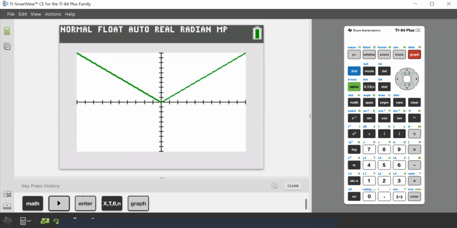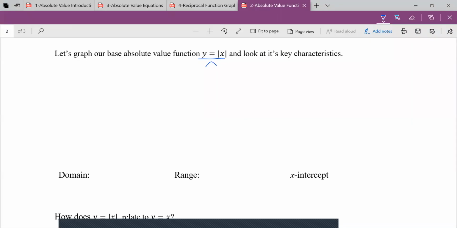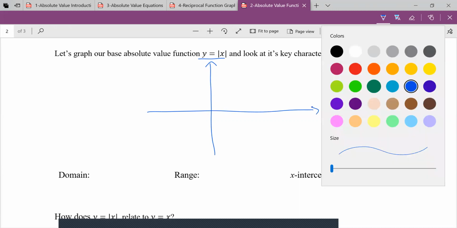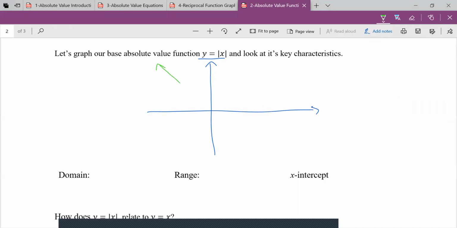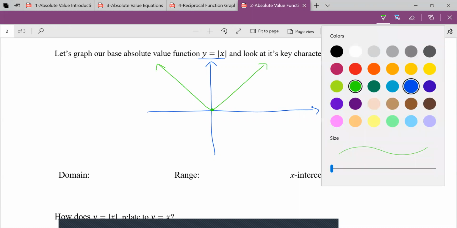I need you to know all the basics of this graph. So let's draw this thing, just like that. And we had this pretty looking graph, I'll even make it bright neon green, like that. It's a really basic graph if you're thinking about it. There's not a heck of a lot to it.